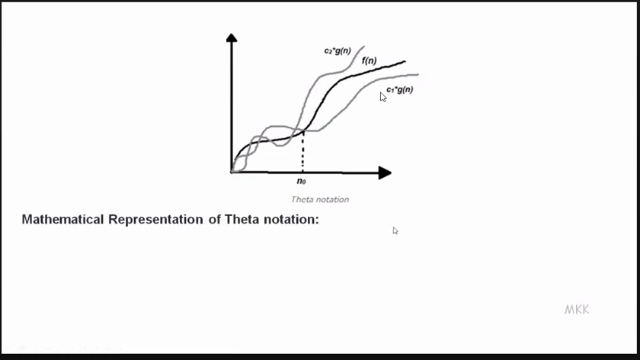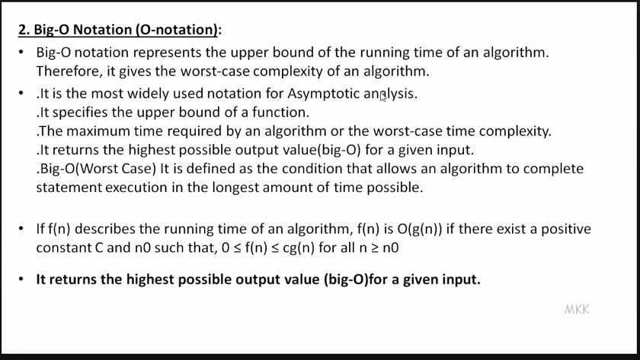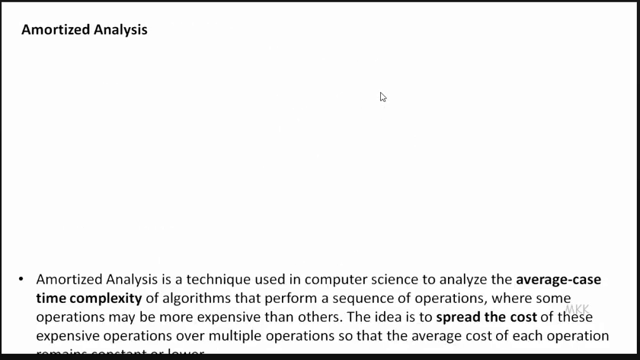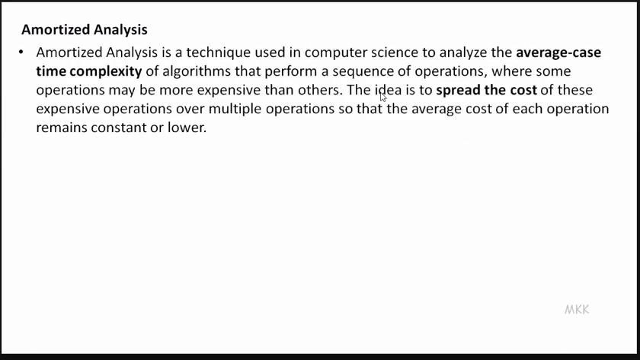And as we discussed all this mathematical representation, today our topic is amortized analysis. Right now, coming to the amortized analysis, it is a technique which is used in computer science to analyze the average time complexity. We already discussed best time complexity, average time complexity, and of course worst time complexity.